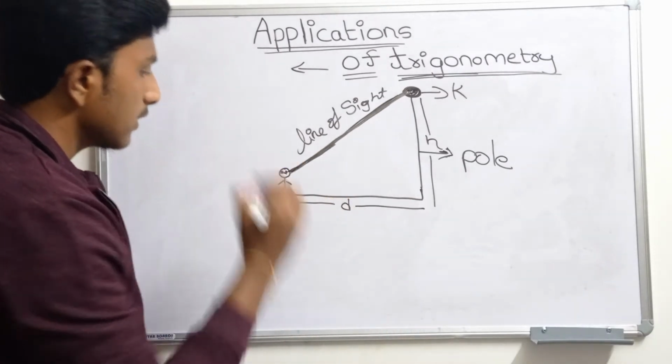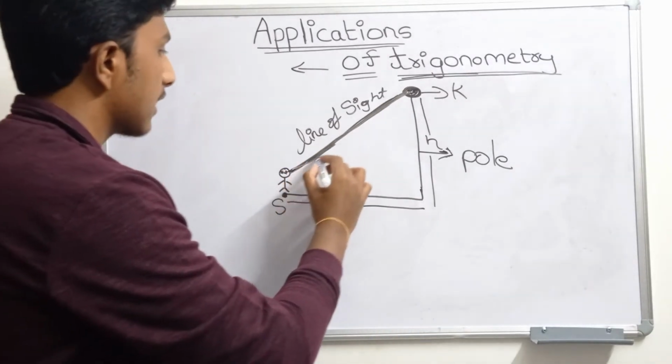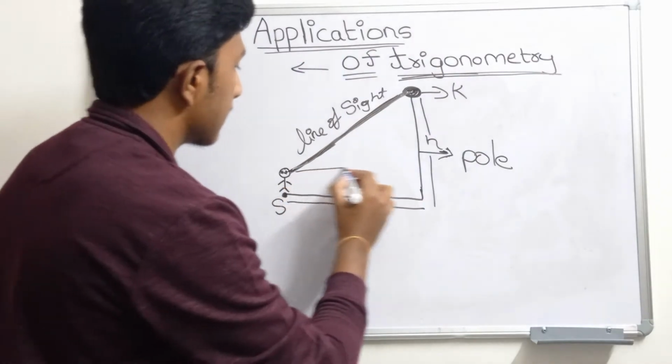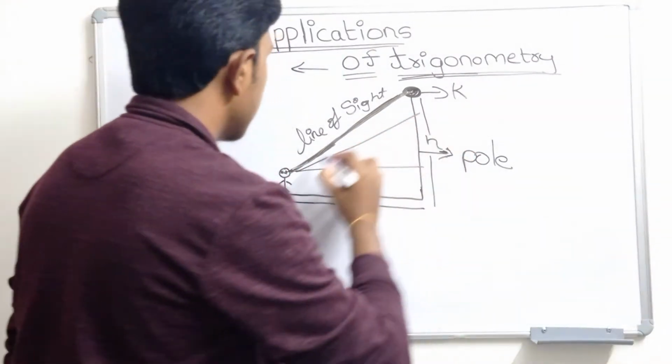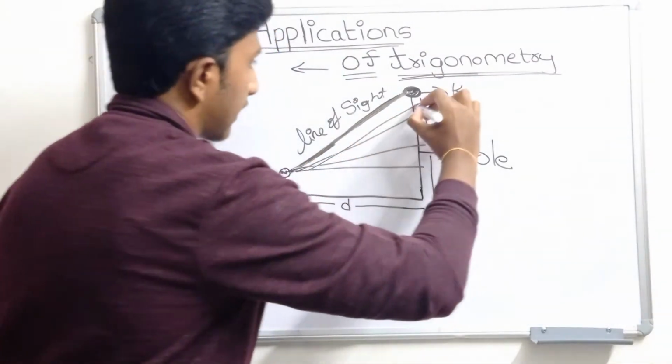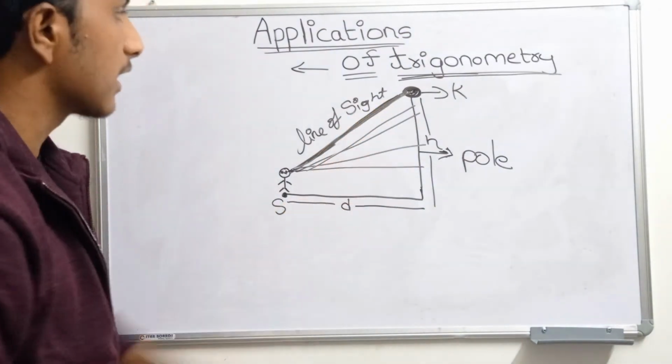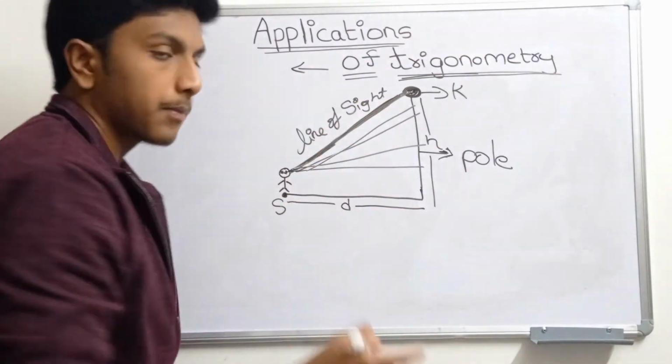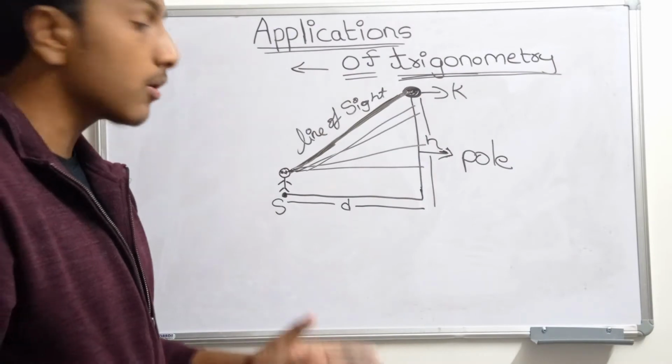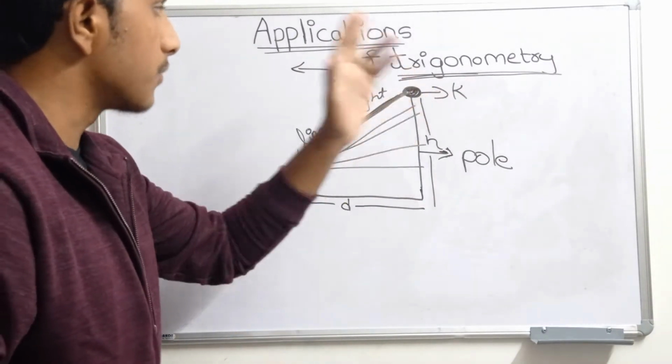So the person is here, and this is the line of sight, guys. Line of sight can be anything like this, like this, like this. The line of sight can be anything, guys. The line of sight depends upon the position of the person standing or the position of the object.